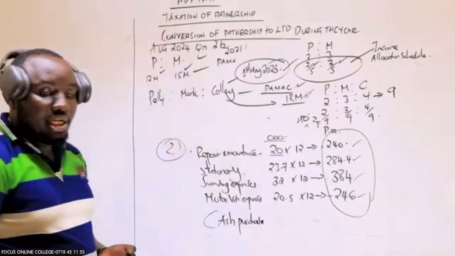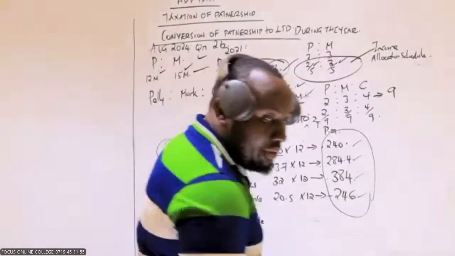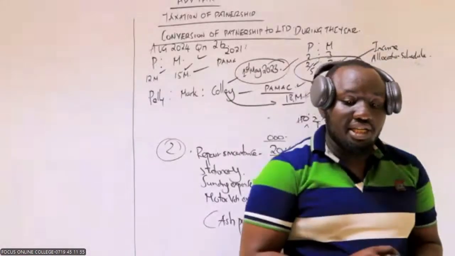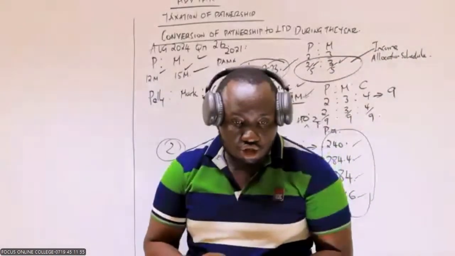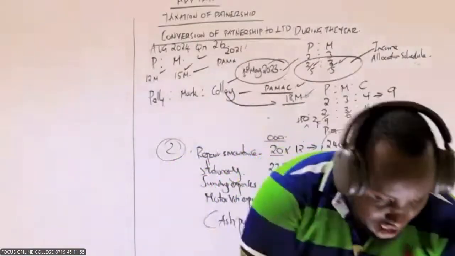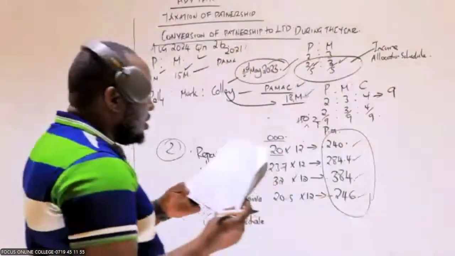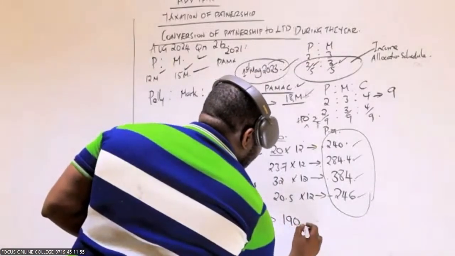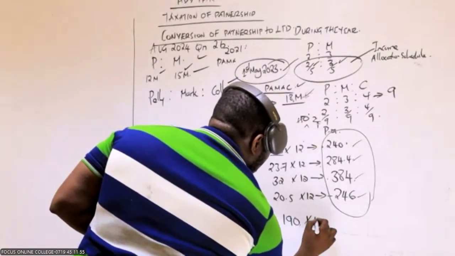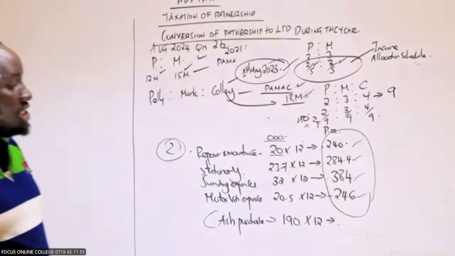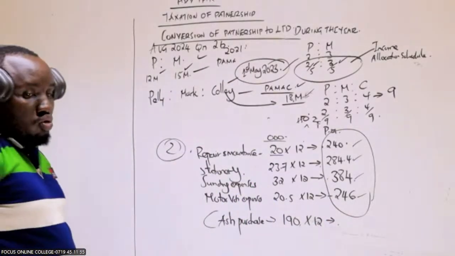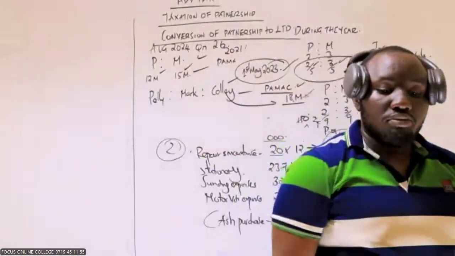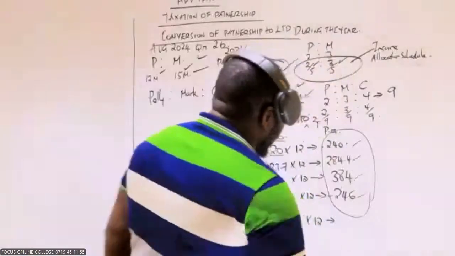This will assist us to get the GP. Are we in agreement that that is a cash purchase? So the cash purchase is a figure. We're going to have a figure of 190 times 12. What is the figure of 190 times 12? So we have it as 2280.